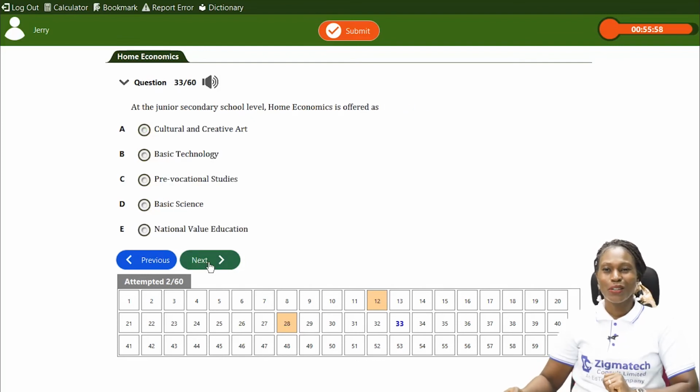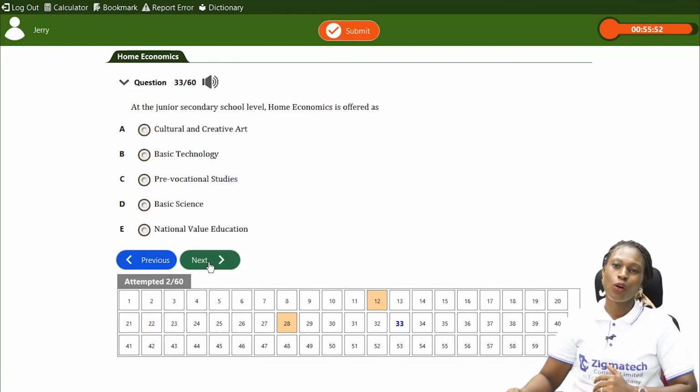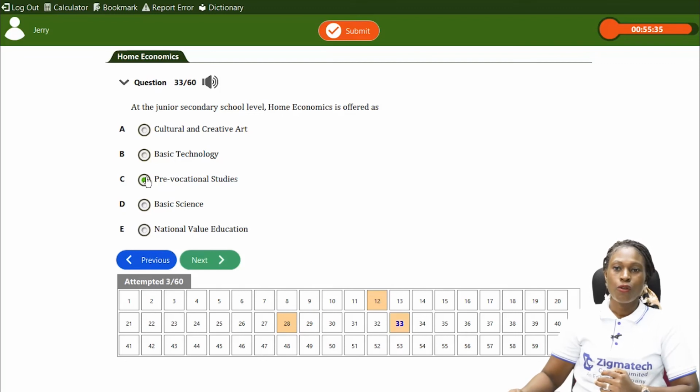Okay, let's look at this question. Now, at the junior secondary school level, home economics is offered as A, we have cultural and creative arts. B, basic technology. C, pre-vocational studies. D, basic science. E, national value education. Now the option there is pre-vocational studies. That's the answer to this question. For junior level, they are taught as what? Pre-vocational studies. Let's move on to the next question.